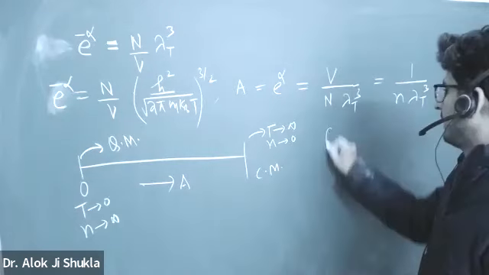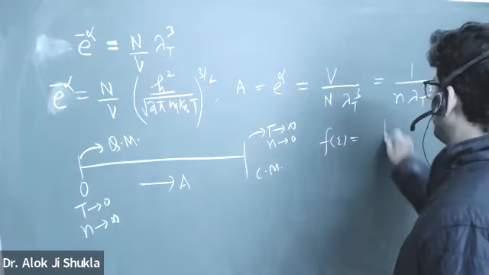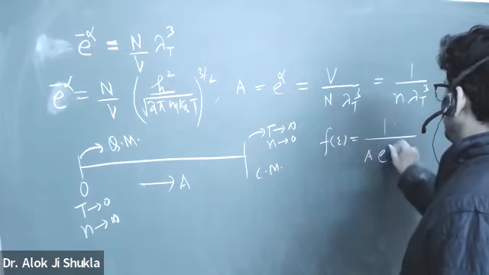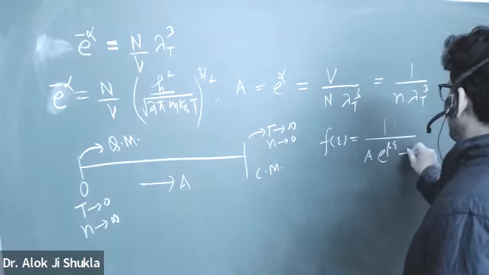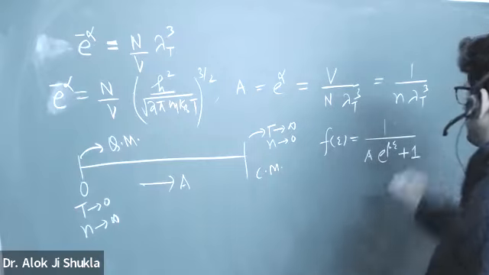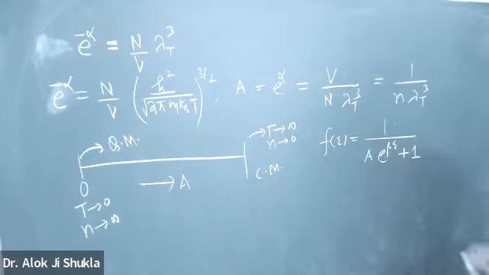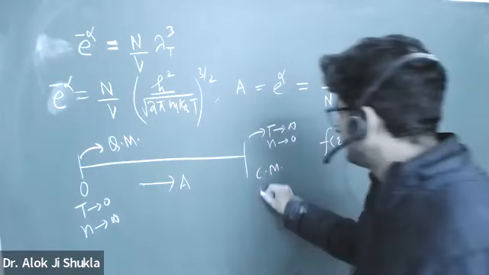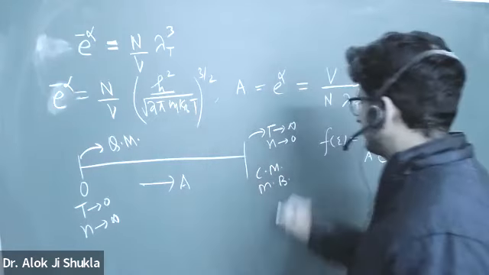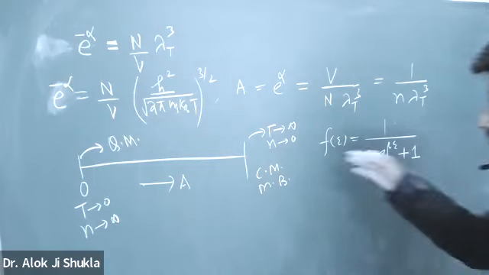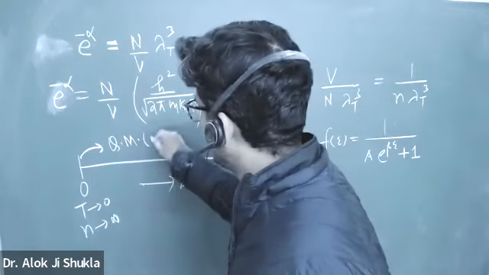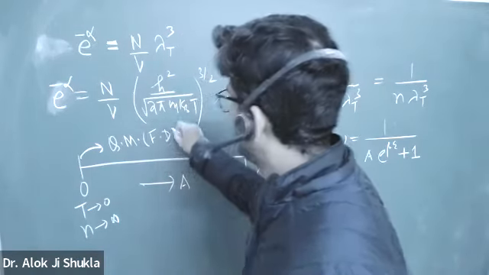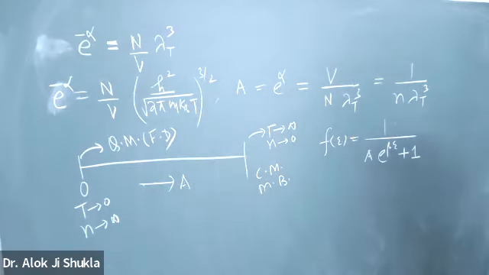Because f of e is 1 upon A e to the power beta e plus 1. So if A becomes very large, then you can neglect this one and it will become Maxwell-Boltzmann, which is classical mechanics. So classical mechanics means Maxwell-Boltzmann. And here, because we are discussing fermions, quantum mechanics means Fermi-Dirac.